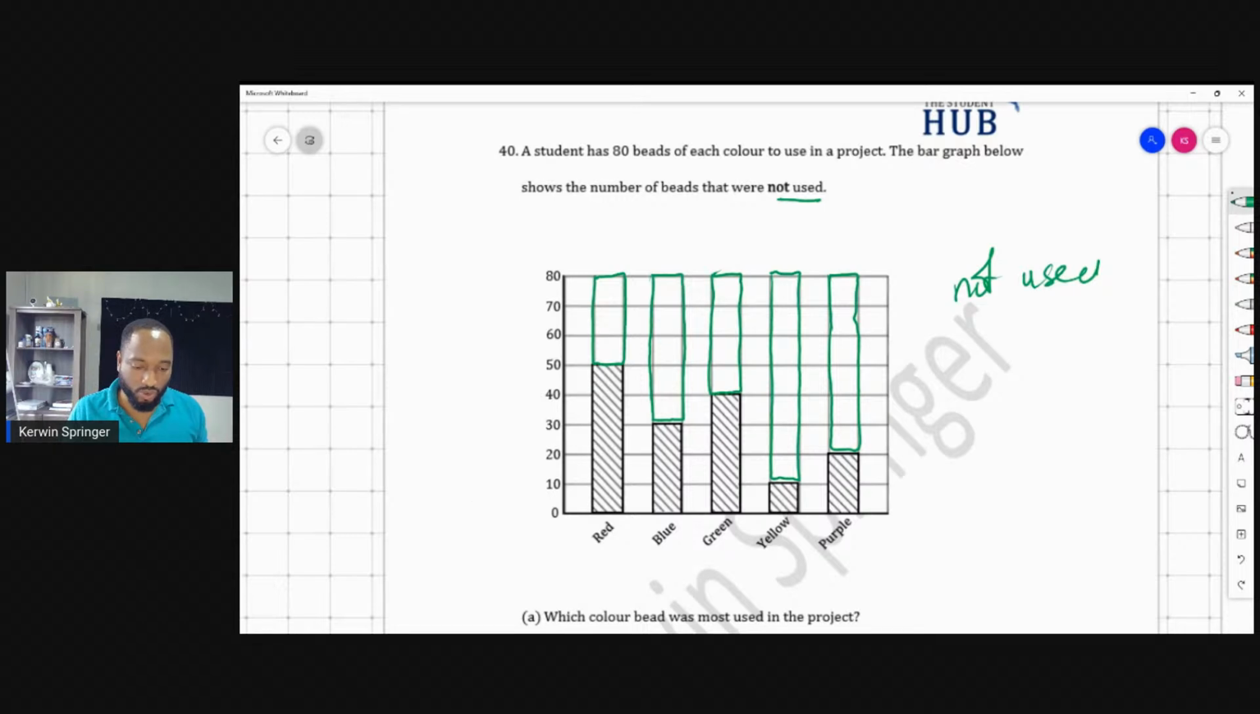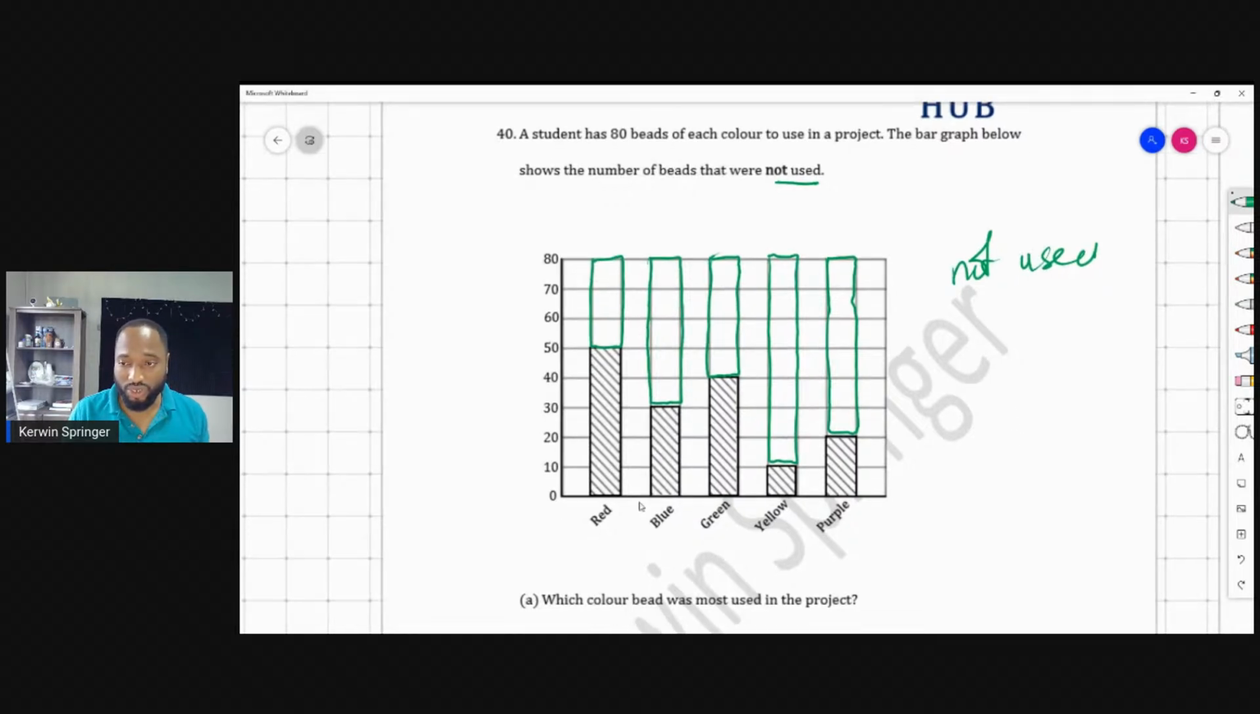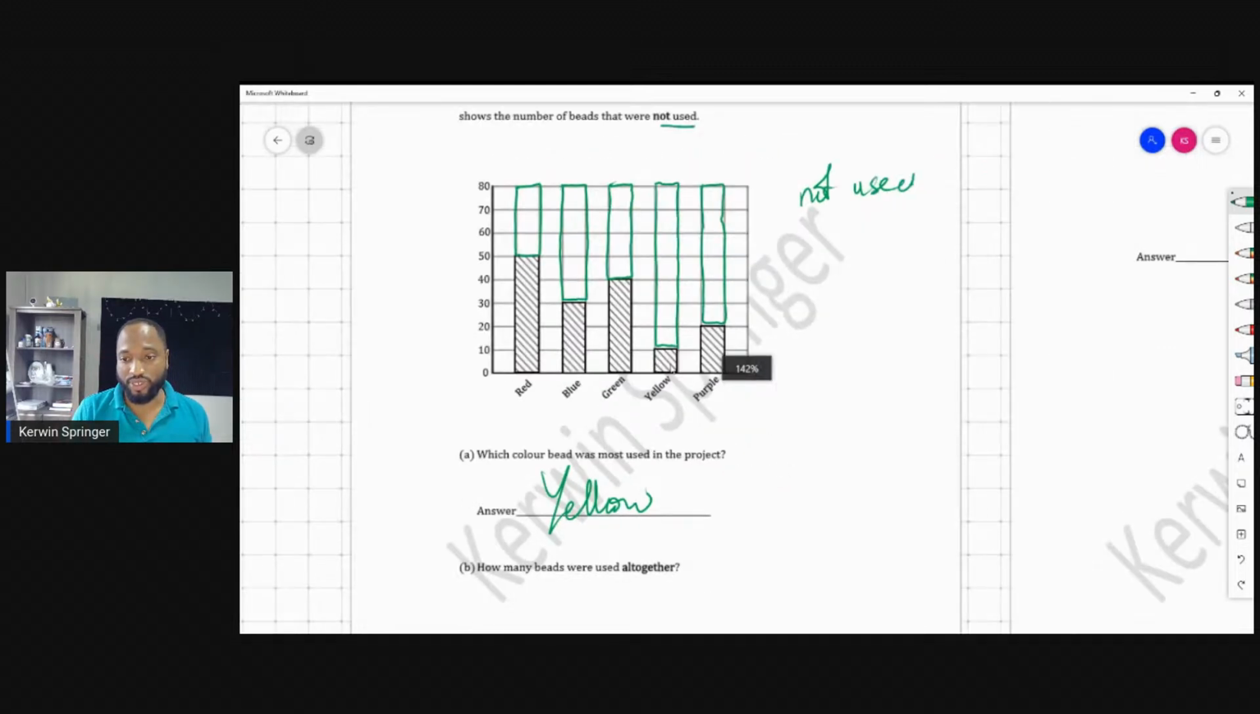Which color bead was most used in the project? Not red, because we read the question properly. The question says this is showing me how much were not used. So in yellow, we didn't use 10 beads, but 70 of them were used. So the color that was most used was yellow. The smallest here is actually the most used, because this is how much it was not used. How many beads were used altogether?